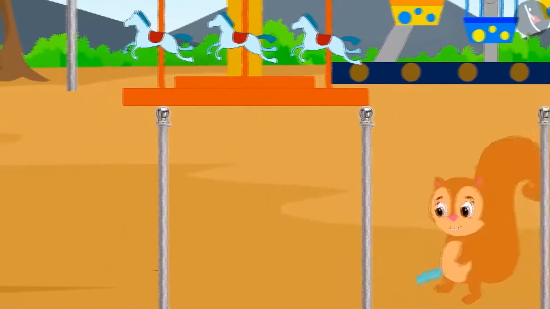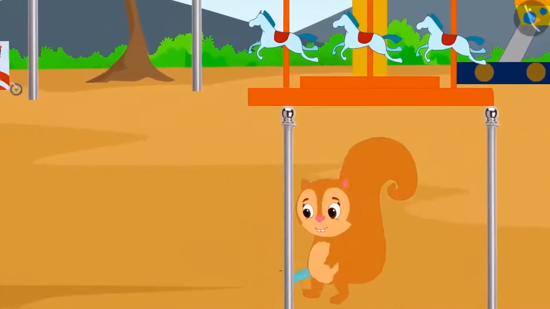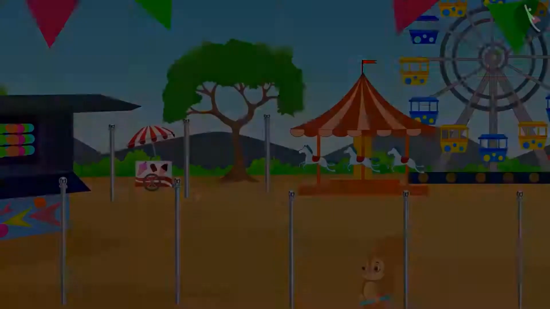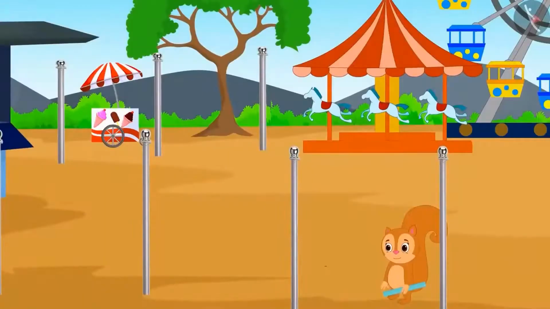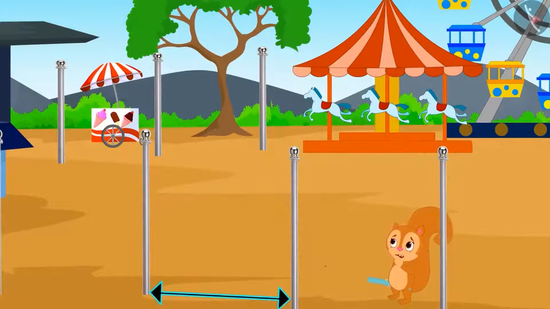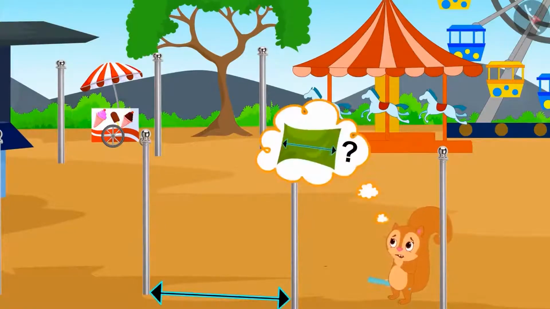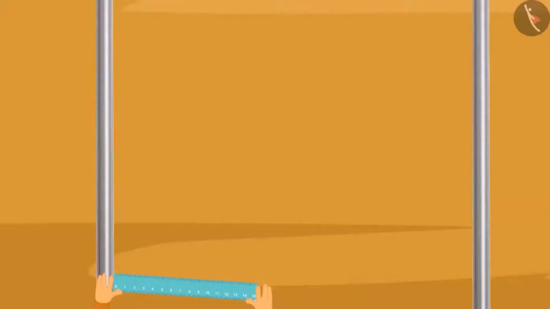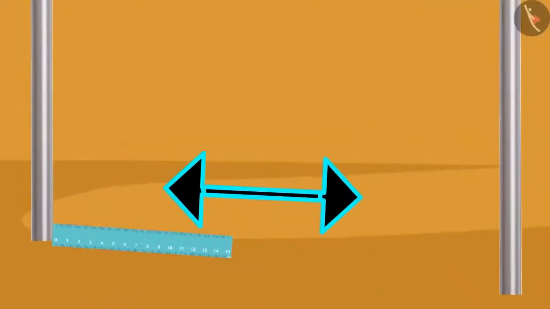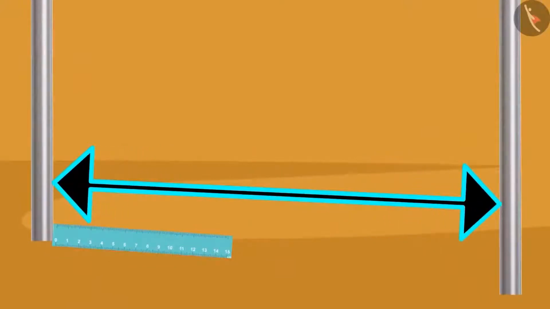She immediately reached the fair taking her 15-centimeter ruler. Poles were erected at the places where curtains were to be hung. Chanda thought that if she measures the distance between the poles, then she will get the size of the curtain. Chanda began to measure the distance between the poles with her ruler. But Chanda's ruler is very small. She is unable to measure the distance between the poles with her ruler.